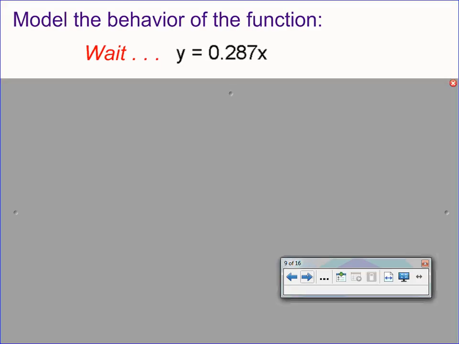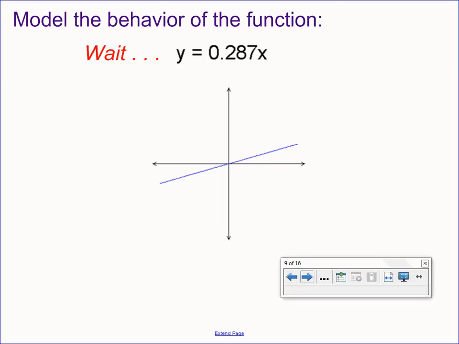Next, y equals 0.287x. Y equals 0.287x. Let's think about what that's going to look like. Get ready, and go. Very gradual, left a little bit taller, left a little bit higher. Good job, and arms down. There you go.